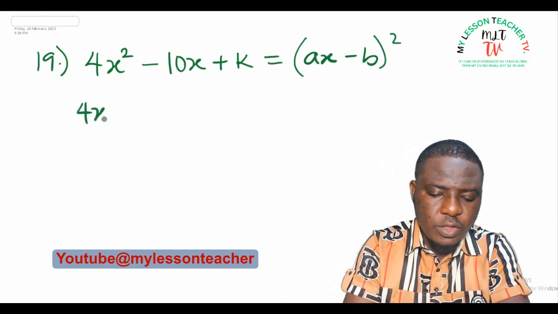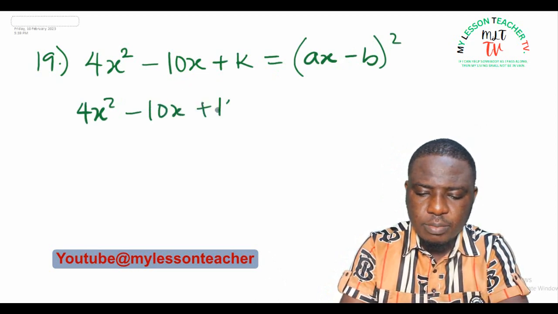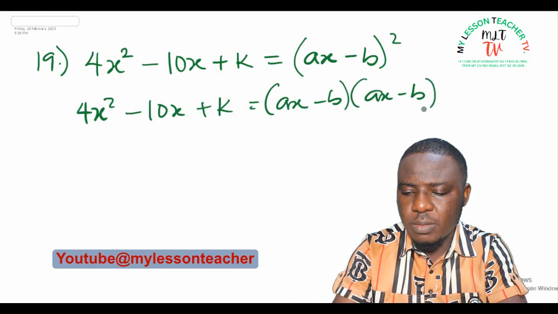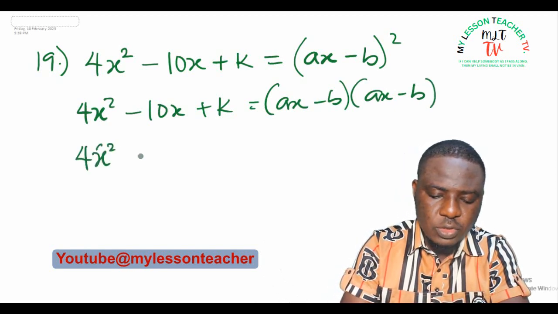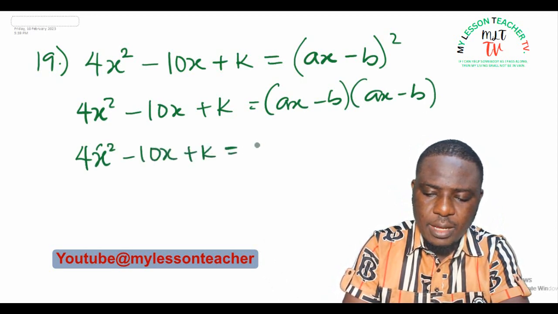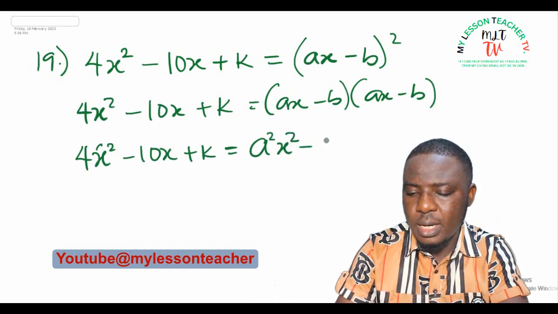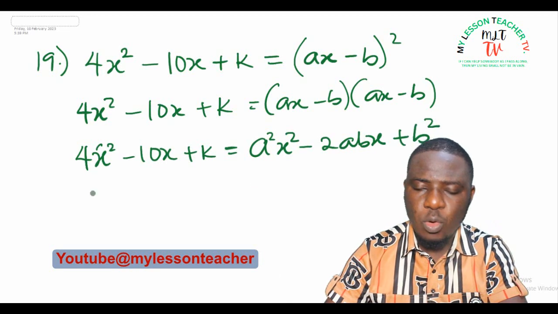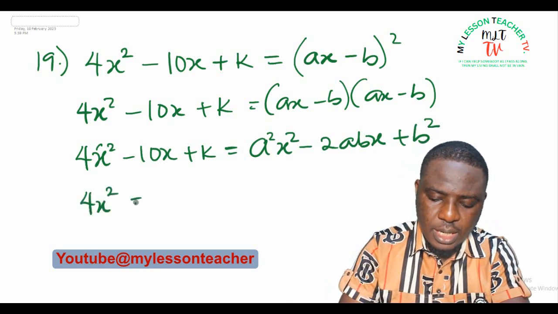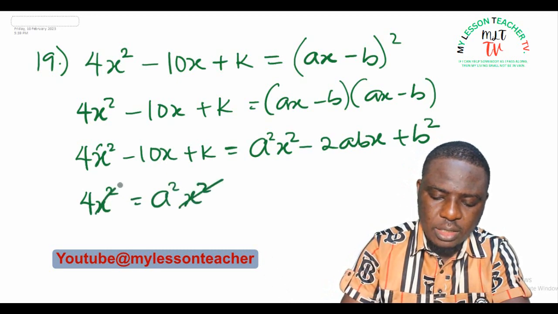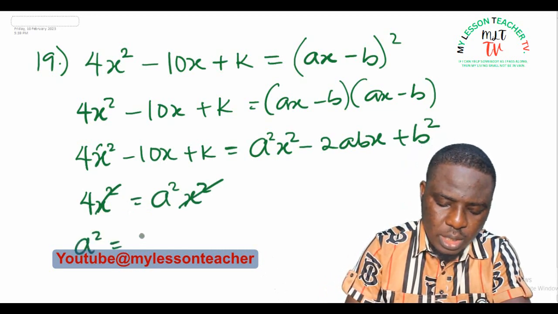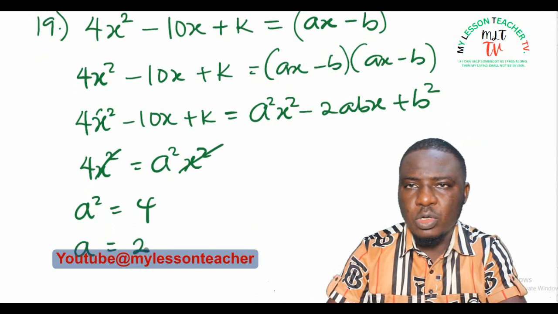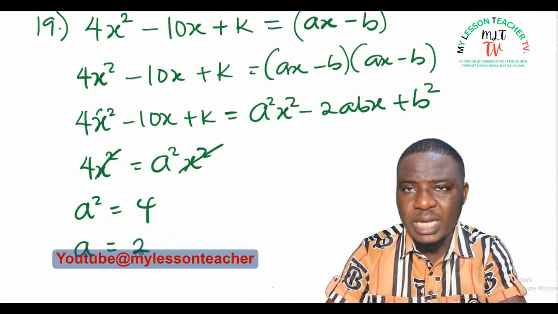So we expand. This is going to give us 4x squared minus 10x plus k is equal to (ax minus b)(ax minus b). This becomes 4x squared minus 10x plus k being equal to a squared x squared minus 2abx plus b squared. And when you compare coefficients, you have 4x squared equal to a squared x squared. Dividing both sides by x squared, you have it that a squared is equal to 4 and a is equal to 2, because the square root of 4 is plus or minus 2. So I'm going to take the absolute value of that.